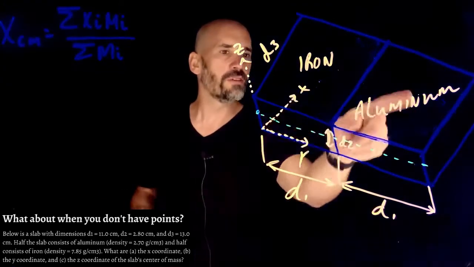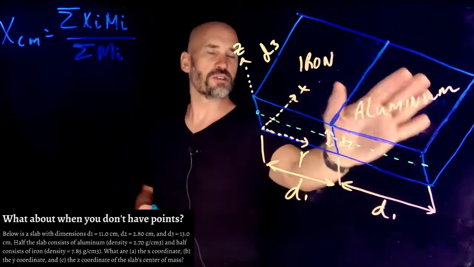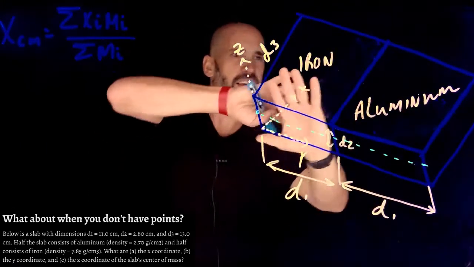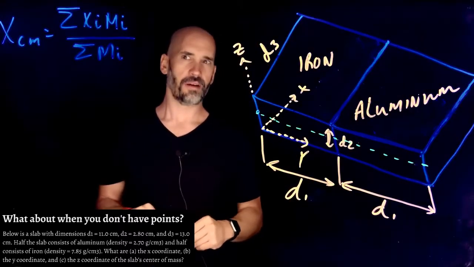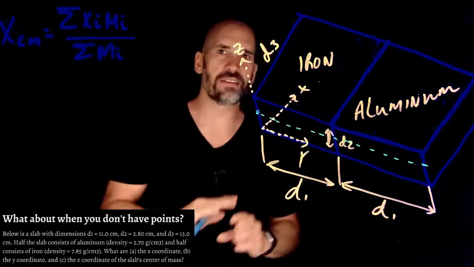But here, we don't have individual points. We have this situation, where we want to find the center of mass of this chunk of metal where half of it is iron and half of it is aluminum, all right? And we don't have a nice little point.